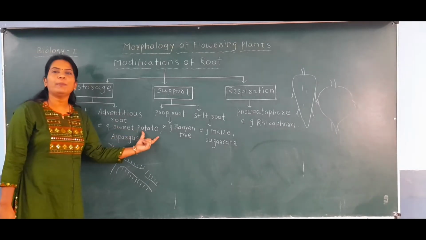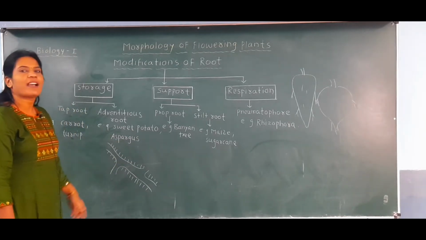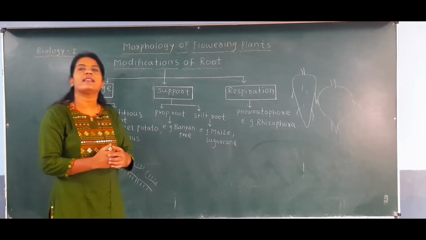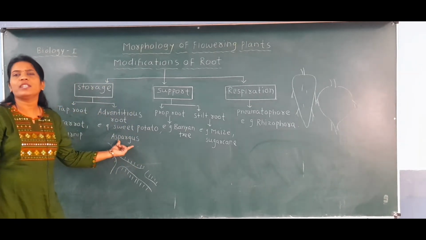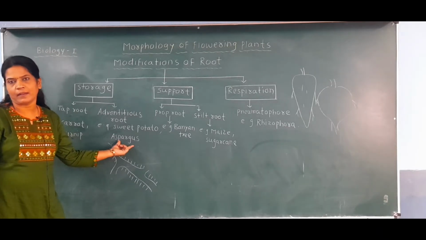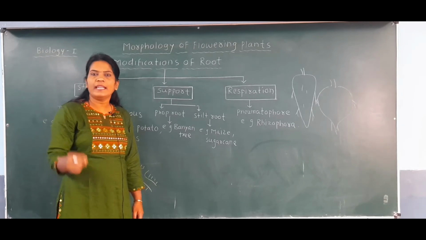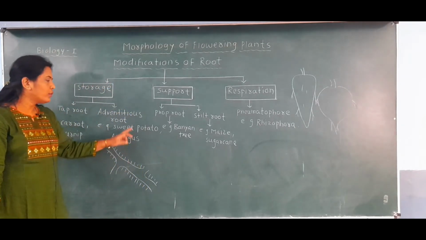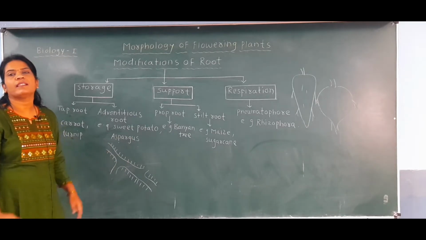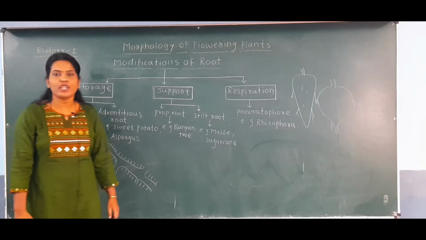One is the sweet potato. In Marathi we call it ratale, and the second one is asparagus. In Marathi we call it shatavari. Shatavari is a medicinal plant, and the sweet potato is an edible vegetable, or we can call it an edible fruit. So this sweet potato and asparagus are examples of the adventitious root.